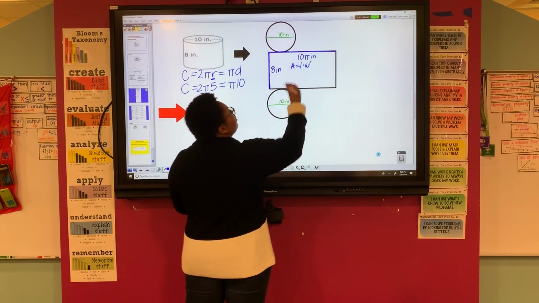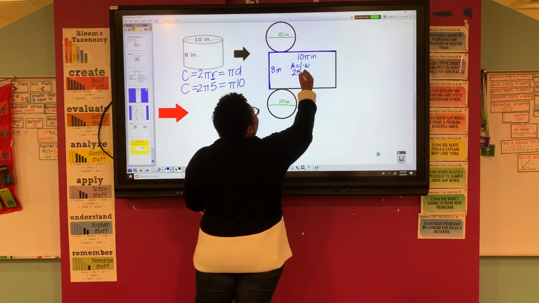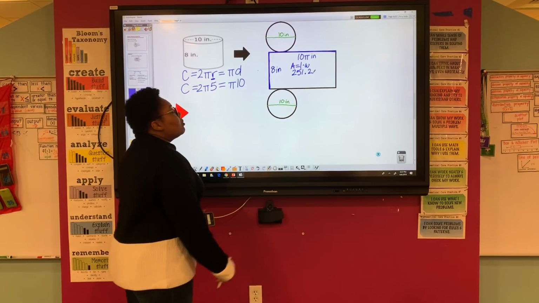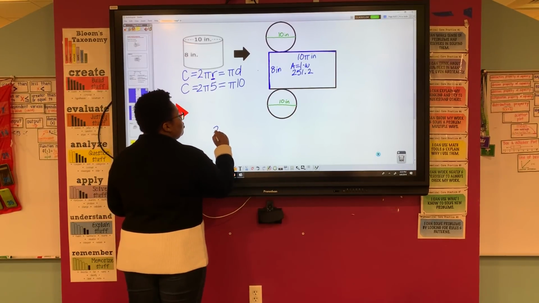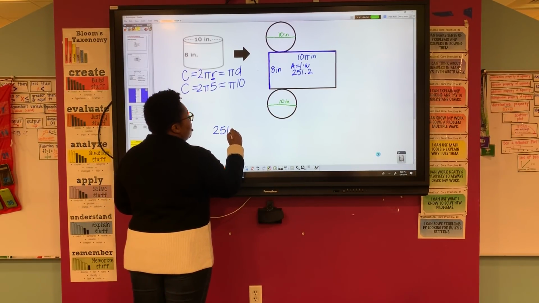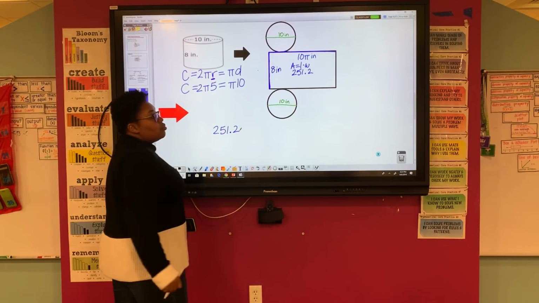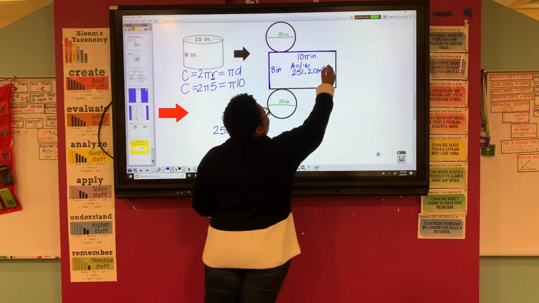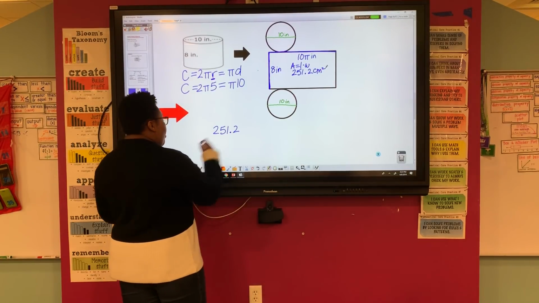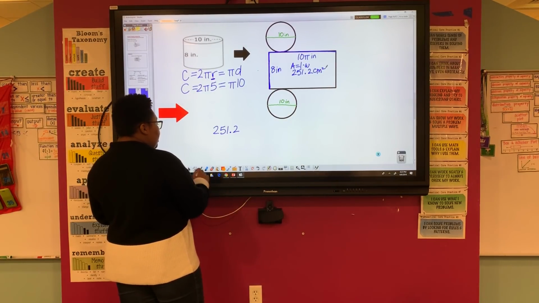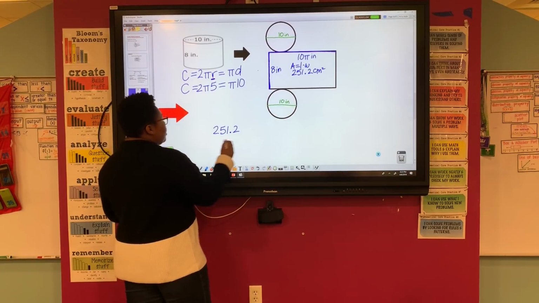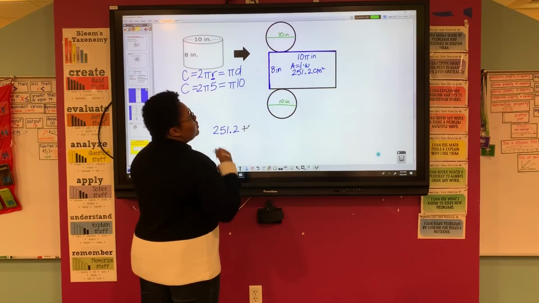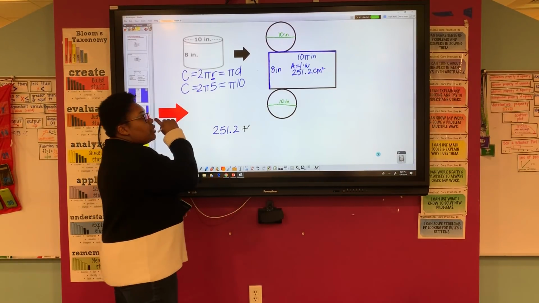I get 251.2 exactly. So I'm going to go ahead and write it down here, 251.2, because I recognize that that represents the area of my rectangle, and I'm going to have to add that to my 2 bases, right? So I'm going to put that plus sign there so I can start setting that up to find the total surface area. So we already got that one down.